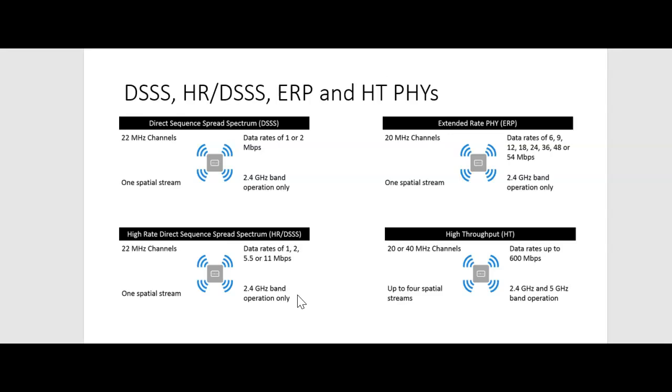Now, just keep in mind that usually when you think about a channel, they usually use the center point of a frequency range.